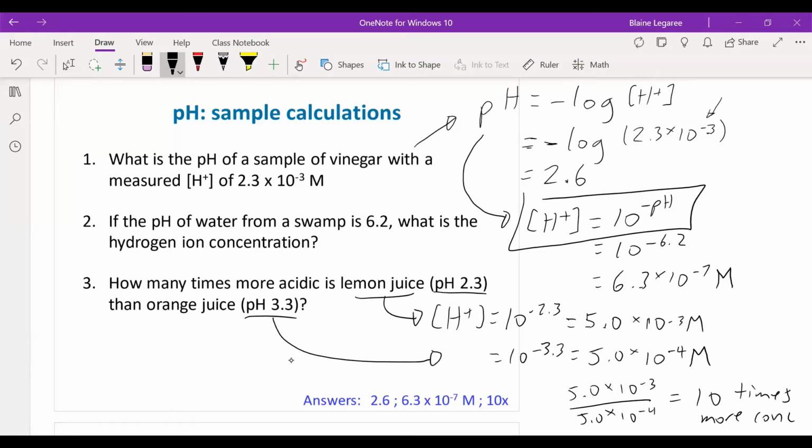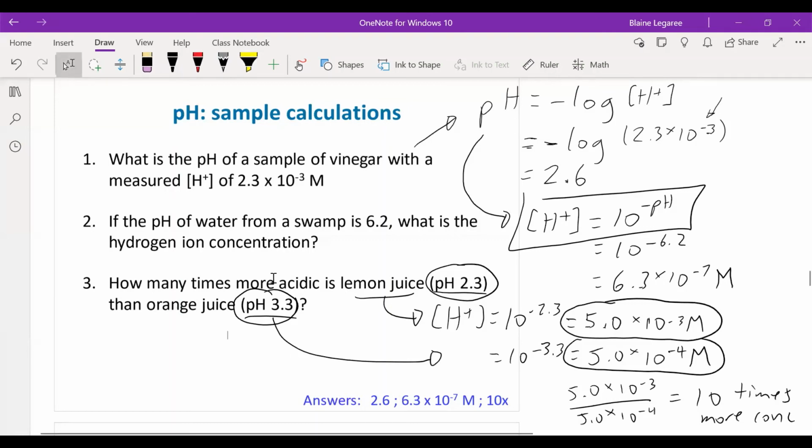So hopefully you know that when you see these exponents, 10 to the minus 3 is more concentrated than 10 to the minus 4. Remember, 10 to the minus 4 has an extra 0 and it's a little bit smaller. So taking a look at this question, notice that a pH of 2.3 is 10 times more concentrated than a pH of 3.3. And that should make sense if you understand how the exponents work. That's a difference of 10 to the 1, and 10 to the 1 is of course 10, and 10 times more concentrated.